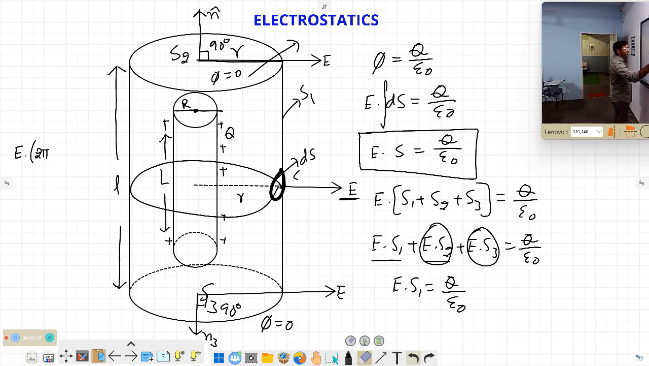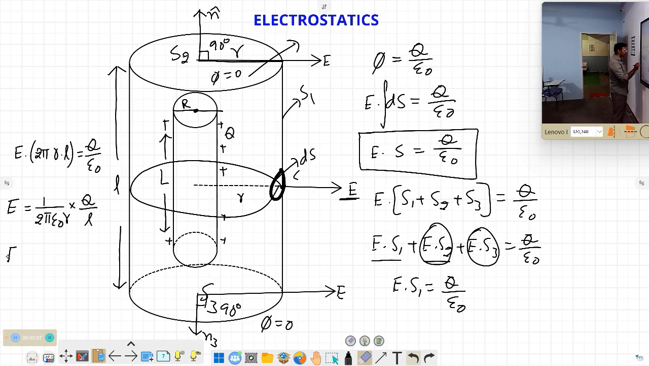This is the circumference of that one. The circumference is 2 pi R, into the length of the cylinder, is equal to how much? It is equal to Q by epsilon naught. So from this, the electric field intensity is equal to 1 by 2 pi epsilon naught R into Q by L.